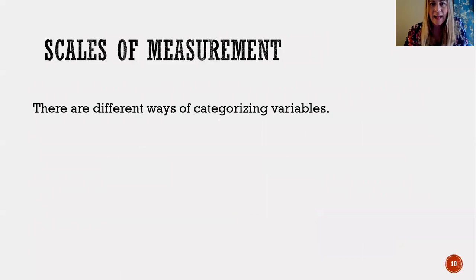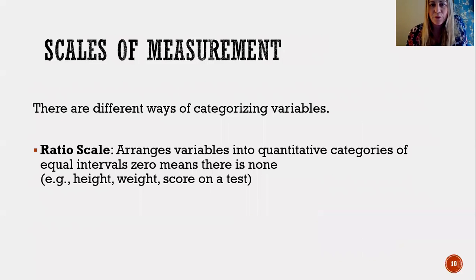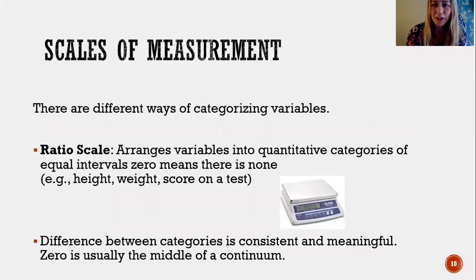The last scale that we're going to talk about is the ratio scale. When you think about this, you can think of a ruler or a way of measuring your weight. So this scale arranges values of a variable into quantitative categories, gives them a number. There's a consistent and meaningful difference between each value on the scale, but here 0 means there is none. We call this absolute 0. So it's impossible to weigh less than 0 pounds, and it's impossible to be less than 0 centimeters, for example.